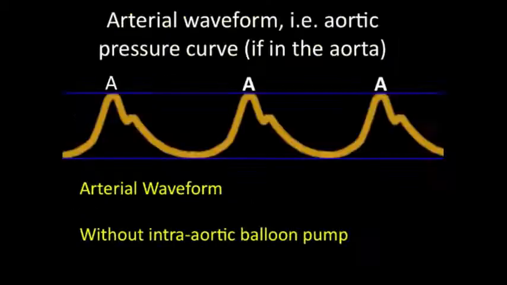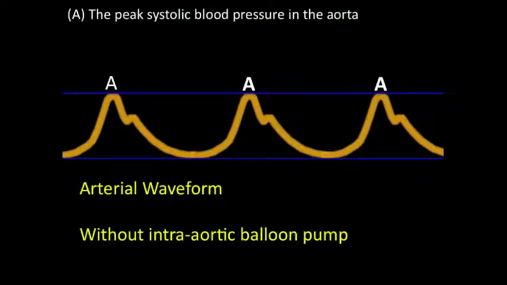And now let's turn to the arterial waveform. In this case, it's known as the aortic pressure curve because we have a transducer in the aorta where the balloon pump is. So letter A denotes the peak systolic pressure in the aorta. And what is that in the average adult? Well, it's about 120 millimeters of mercury, right? But now that's not so much the case in cardiogenic shock.